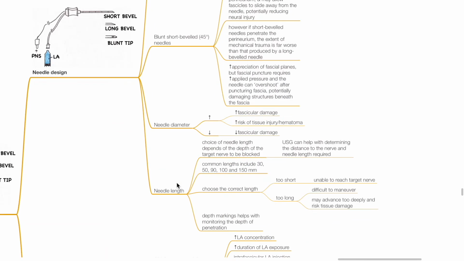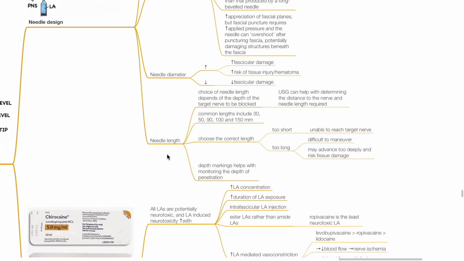Needle diameter. A thicker needle can cause increased fascicular damage and increased risk of tissue injury or hematoma compared to a thinner needle. Needle length. The choice of needle length depends on the depth of the target nerve to be blocked. Ultrasound can help with determining the distance to the nerve and the needle length required. Choose the correct length. If the needle is too short, the needle is unable to reach the target nerve.